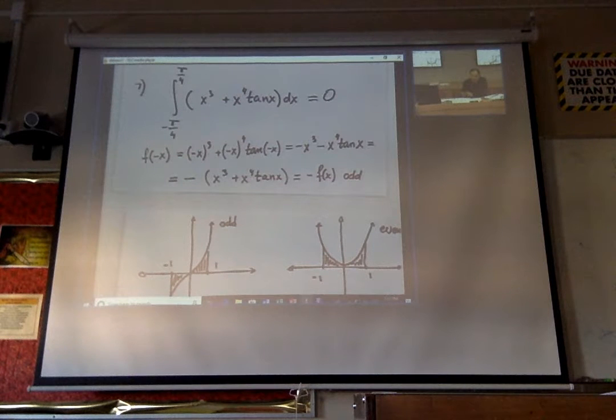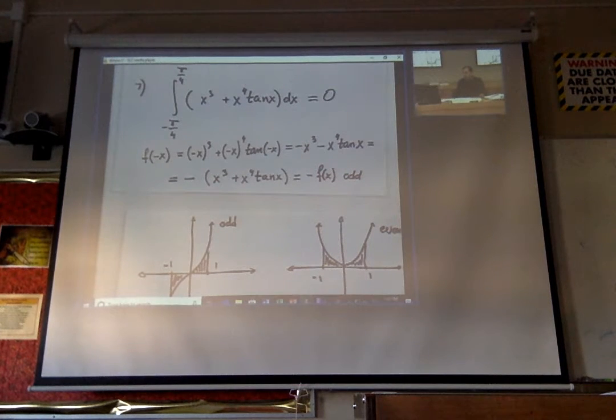But just putting 0 will not count. You can put this right now into your calculator and see what you have, and you will have 0, because this function that you're looking at is an odd function.